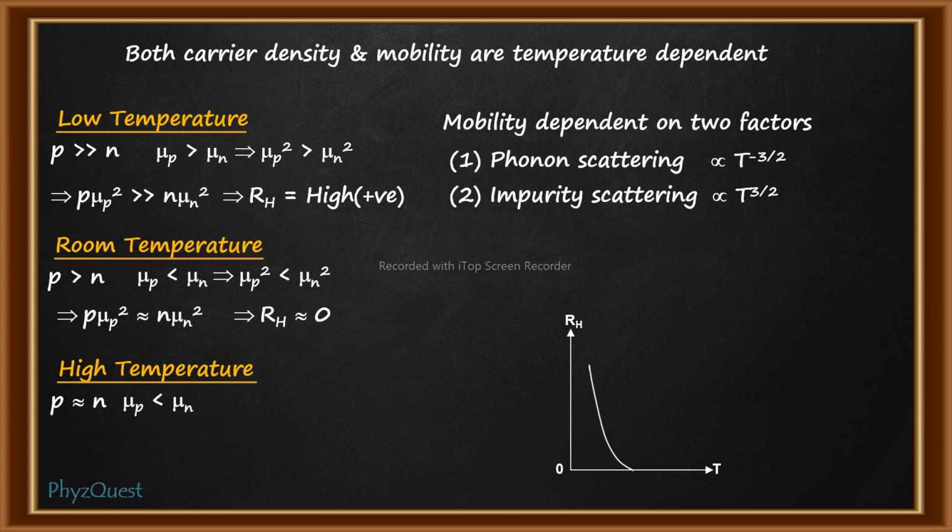Now since p is of the order of n and mu p is less than mu n, mu p square will also be less than mu n square. Therefore p mu p square will also be less than n mu n square. Therefore here the Hall coefficient will be negative. So in the plot, when the temperature is raised towards the higher range, the Hall coefficient becomes negative. So this is the ultimate plot we have got.